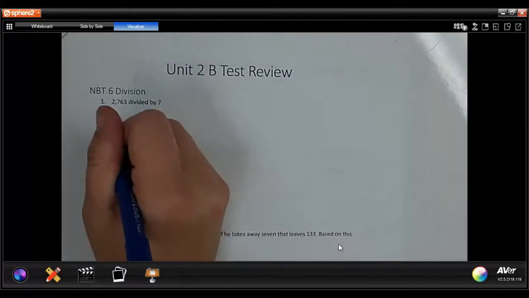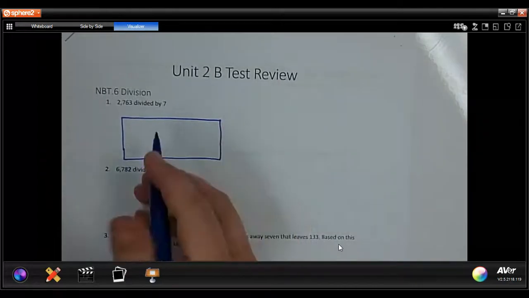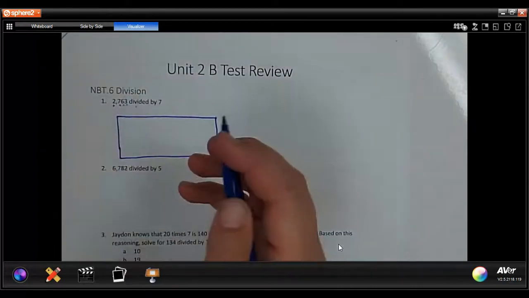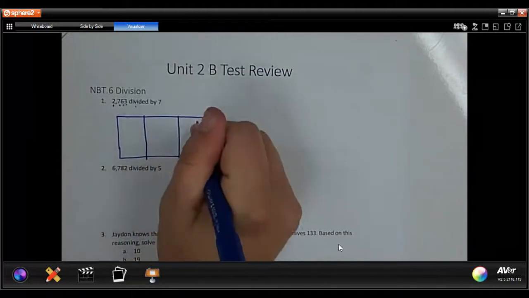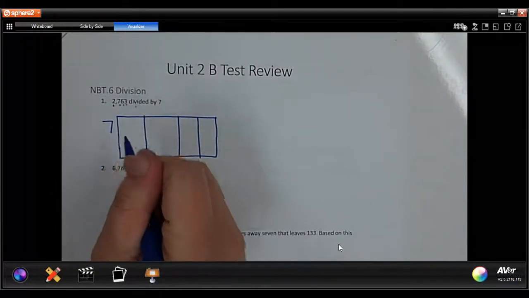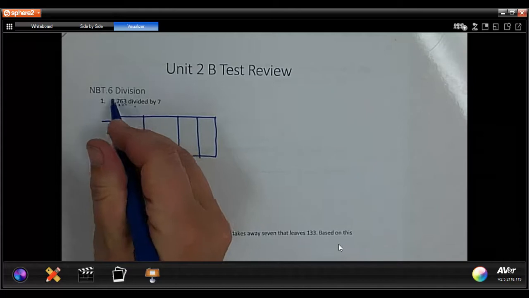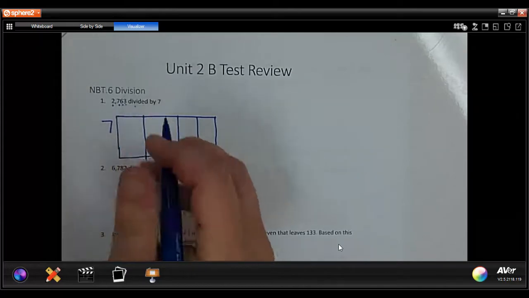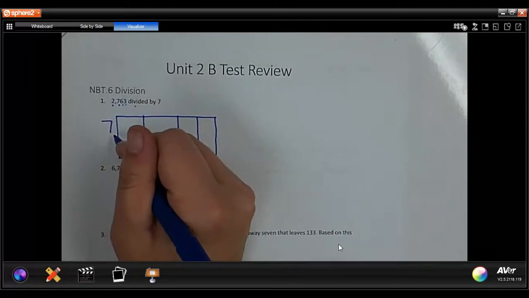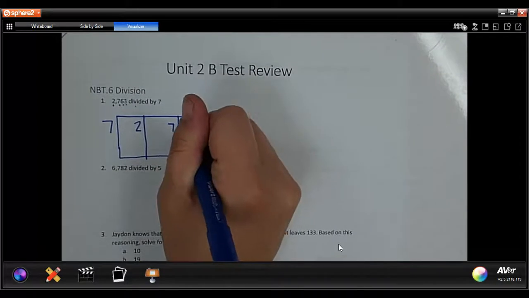So I'm going to make a box as it says in the box method. And I'm going to break my box into 4 because this is a 1, 2, 3, 4-digit number. I'm going to put my divisor, which is 7, on the outside. Remember, the divisor is the number of groups that I'm splitting this bigger number into. This bigger number is called the dividend because that's a large number that I'm splitting into these 7 groups. So I'm going to put 2, 7, 6, and 3.